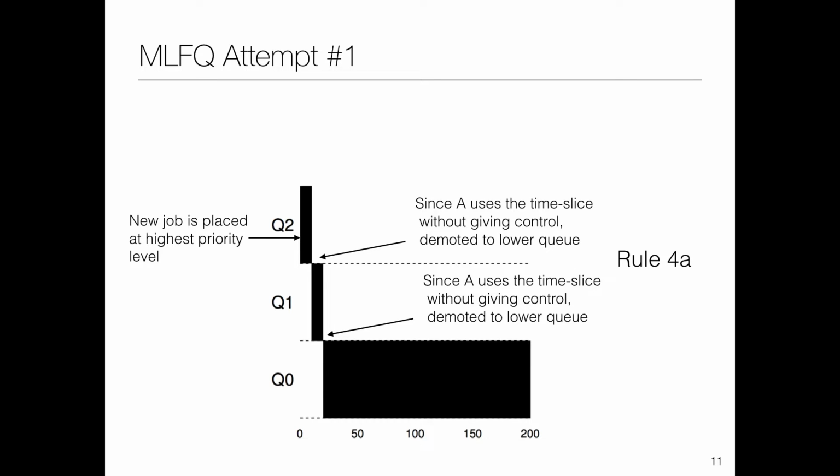So this gives us the next set of rules for MLFQ. Rule 3, that any new job is placed at the highest priority level. And rule 4a, that whenever a process has used a time slice without giving up control, it's demoted to a lower queue. So we look at this notion of without giving up control. Why is this mentioned there?